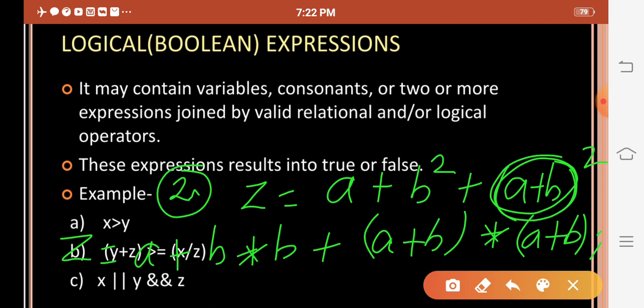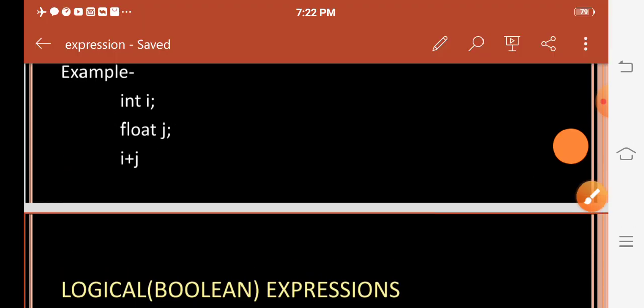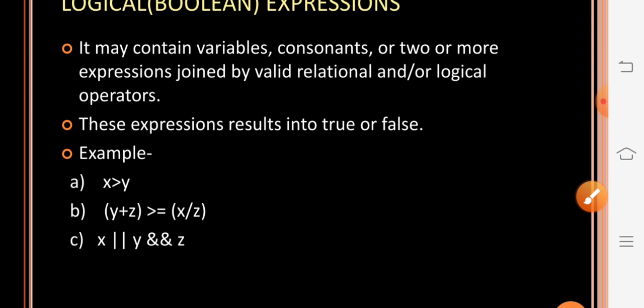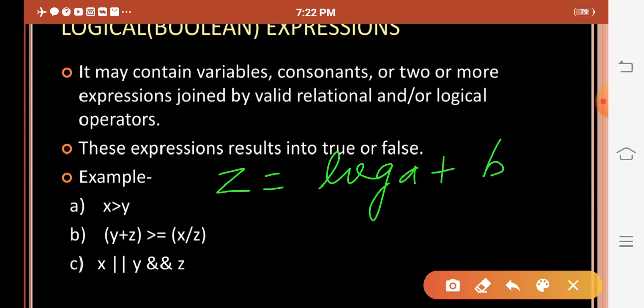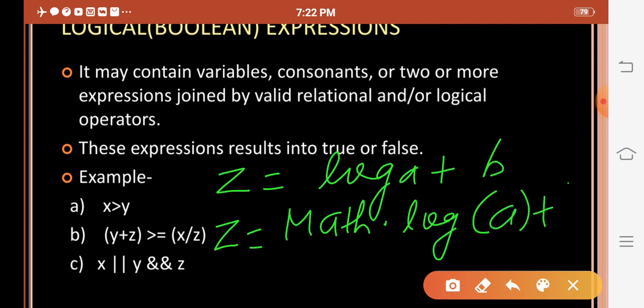These are actually Java expressions we are discussing, right? If any question will come for your like log, then you will write for log. Suppose z is equal to log a plus b. Now the Java expression will be what? Z is equal to Math dot log a plus b. Correct? So from the 10th class book you can take the example, or from internet you can do some of the examples here.